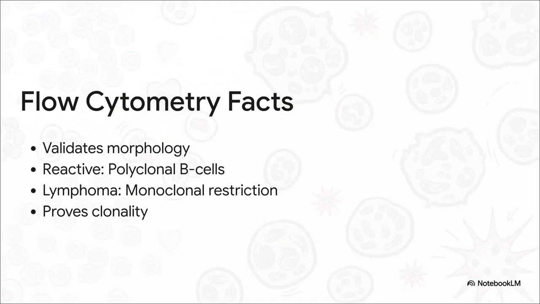So what happens when morphology is just too ambiguous? That's where flow cytometry steps in as your ultimate tiebreaker. But remember the golden rule here. It validates morphology. You never use it blindly. In a reactive node, flow cytometry will show a polyclonal population of B cells, basically a nice, healthy mix of kappa and lambda light chains. But in a B-cell lymphoma, the cells are all clones of a single malignant ancestor. Flow will detect a monoclonal immunoglobulin light chain restriction, meaning it's either all kappa or all lambda. That is the definitive proof you need to separate a stubbornly monotonous reactive pattern from a true aggressive neoplasm.